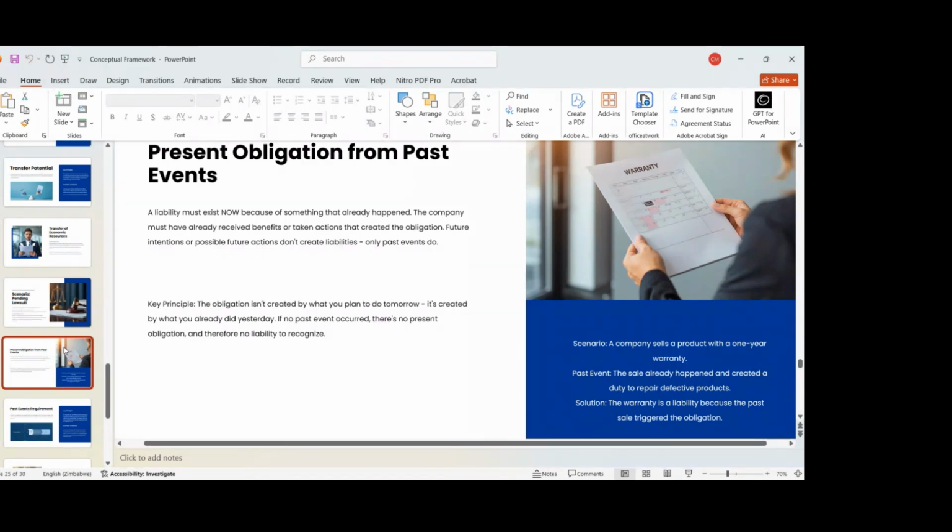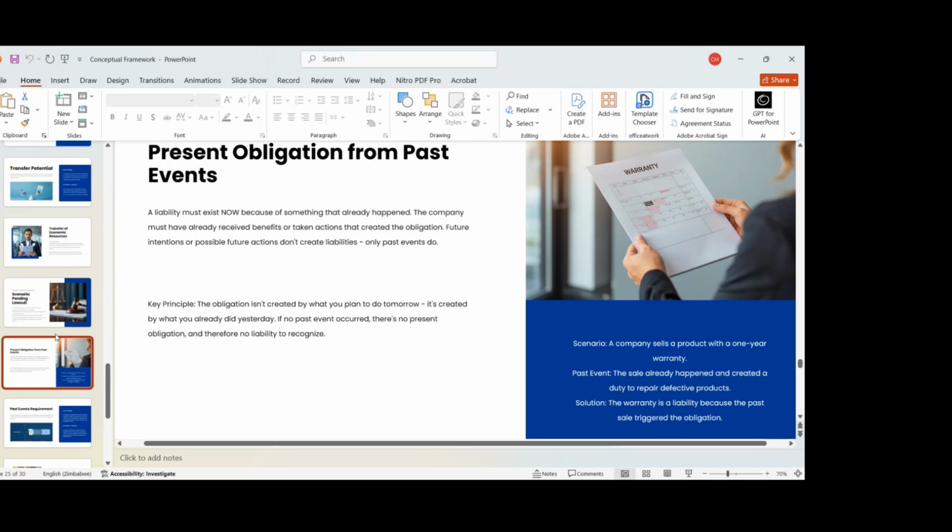So the company must have already received the benefit or taken actions that created the obligation. Future intentions or possible future actions don't create a liability. Only past events do. So the key principle here: the obligation isn't created by what you plan to do tomorrow. It's created by what you already did yesterday. If no past event occurred, there is no present obligation and therefore no liability to recognize.